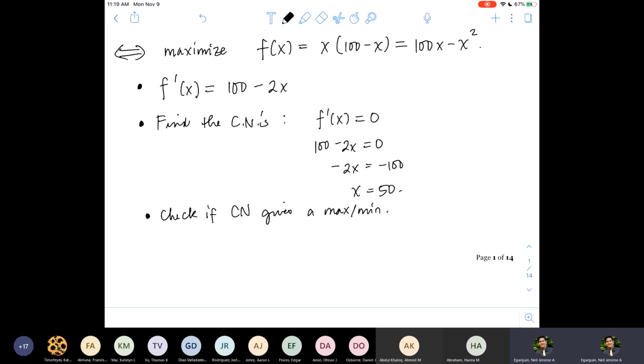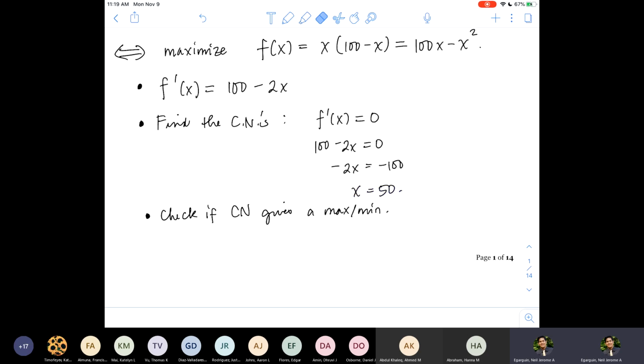Okay, and this is a step most students forget. Once they get only one critical number, then they just say, oh, my final answer here is x equals 50. That's wrong, because remember, a critical number can give you a local maximum, it can give you a local minimum, or it can give you neither a maximum nor a minimum. So that means we need to go through the third step and check whether it gives us a max or a min. But before going there, I see a question from the chat.